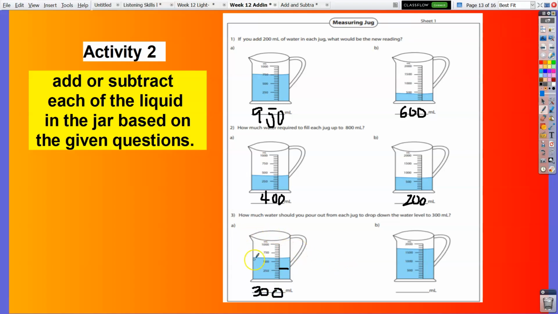Pour out from this measurement to reach 300 ml. So in this, we have 1,500, then 1,600, 1,700. So it goes down to 300 now. 100, 200, 300. This is the 300 level. So we have 1,700 minus 300. So we have 1,400 left. Okay, so we have to pour out 1,400 from the jar, so we will reach 300 ml.